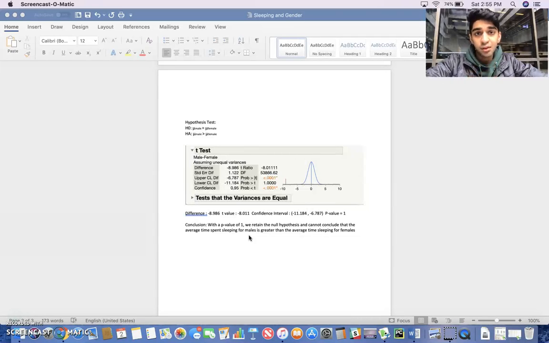And the confidence interval also supports this because the confidence interval is entirely less than 0, which shows that the average time spent sleeping per week for males is less than the average time spent sleeping per week for females. And yeah, that's about it.